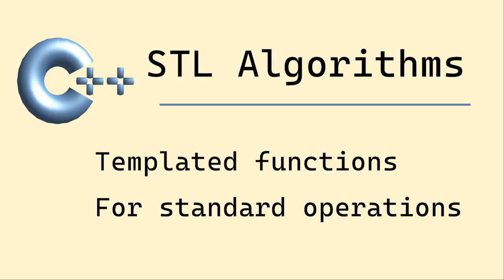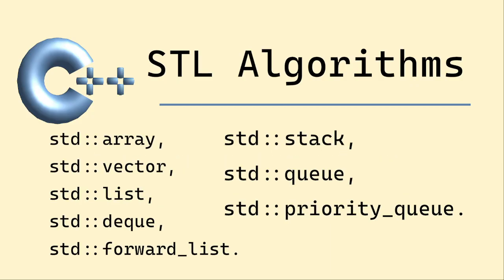Being templated functions, they can work with containers such as array, vector, list, deque, forward list, and also with container adapters such as stack, queue, and priority queue. These functions rely on the iterators to access the container objects. Therefore, a container for which these algorithms are used must support the use of iterators, which are a kind of pointer that can be used to point to the elements of these containers.